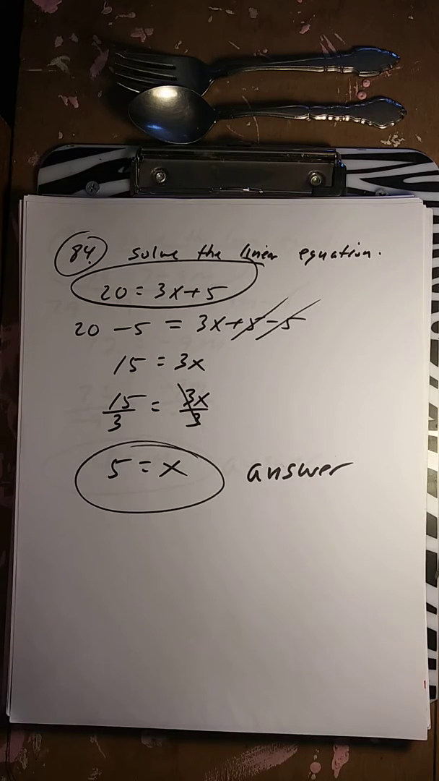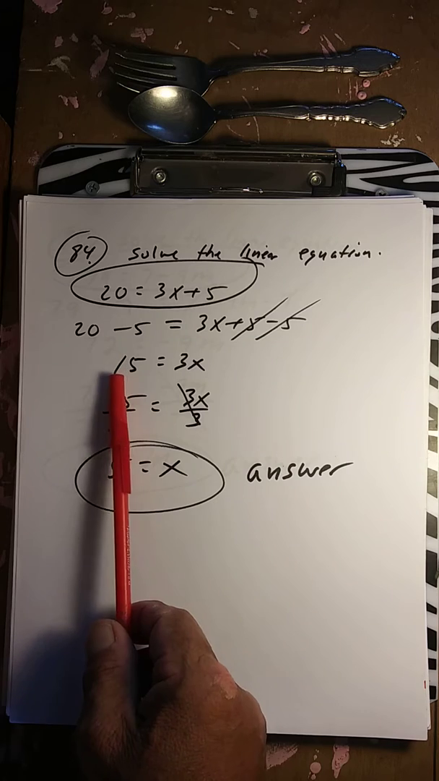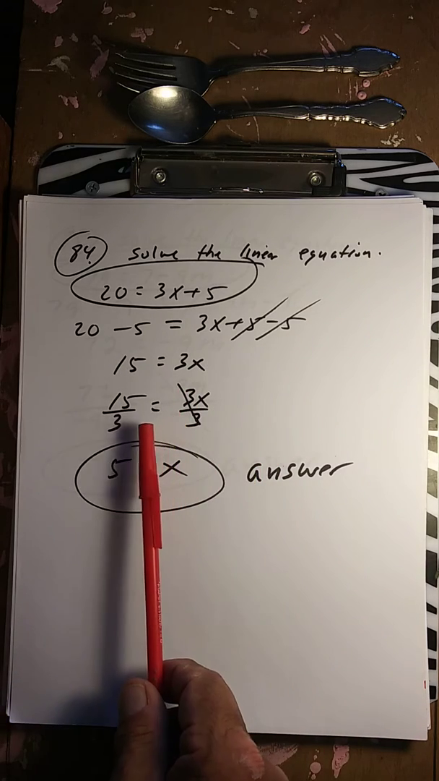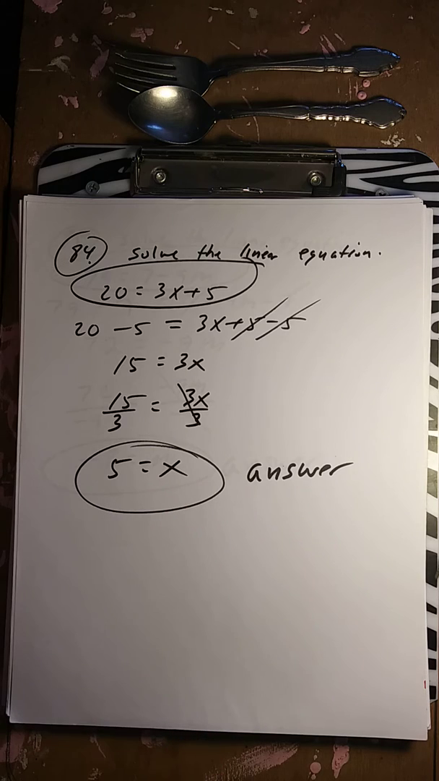Solve the linear equation 20 equals 3x plus 5. So I'm going to go minus 5, minus 5. That's going to be 15 equals 3x. Divide by 3, so 5 equals x.